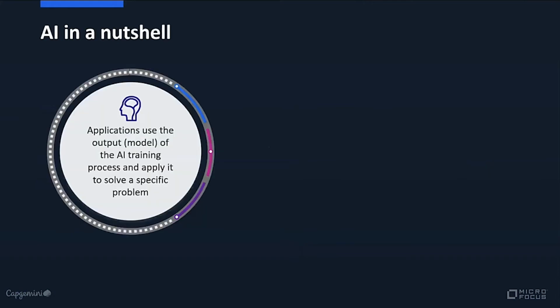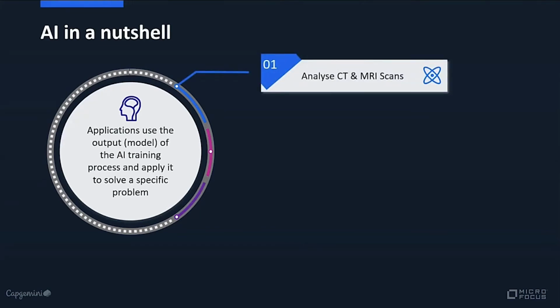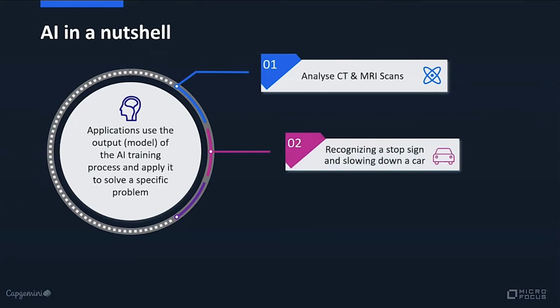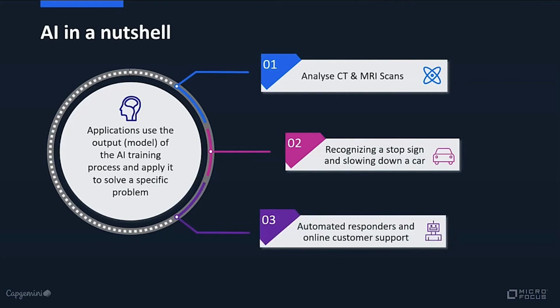So when you have the AI model or AI engine ready, you will embed that into an application to solve a specific problem. A problem could be analyzing CT and MRI scans in the healthcare domain, or recognizing a stop sign and slowing down a car in the autonomous driving space, or automated responders in the online customer support space. Please note that defining the problem statement is very, very important before you develop the AI model, and you need to understand the right set of data that you need to use for training purposes. Because 70% of the AI-based applications in the market have failed because they failed to define the problem statement clearly.